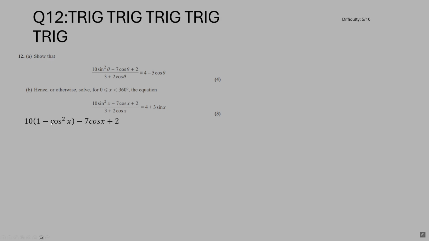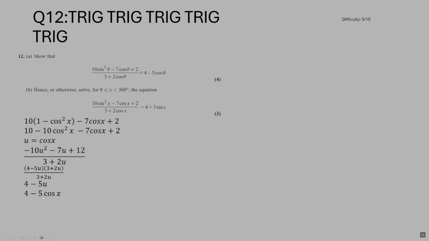So we're going to use the Pythagorean identity on the numerator, and we're going to expand. Then we're going to set u to cos x, just to make it simpler, so we don't have to write out all the functions, and we're going to write it in terms of u, and then we're going to factorise this top bit, and you can see that these two cancel out, and now we found that this equals 4 minus 5u, which is cos x. This is this first bit.